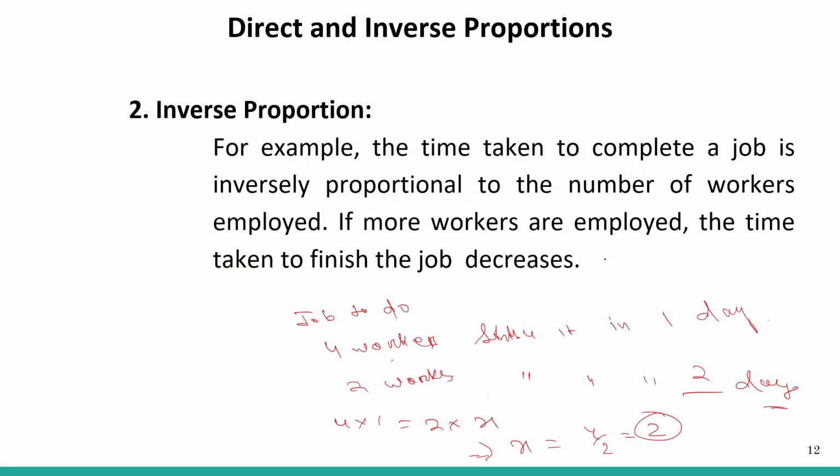So here you can see the completion of a job is inversely proportional to the number of workers employed. If more workers are employed, the time taken to finish the job decreases. When we gave 4 workers, the job was finished in 1 day. But when we decreased the number of workers, the number of days it took to complete the work increased.